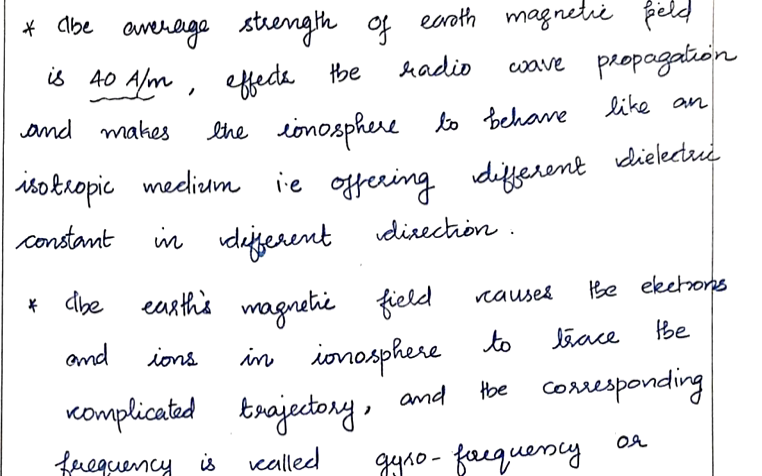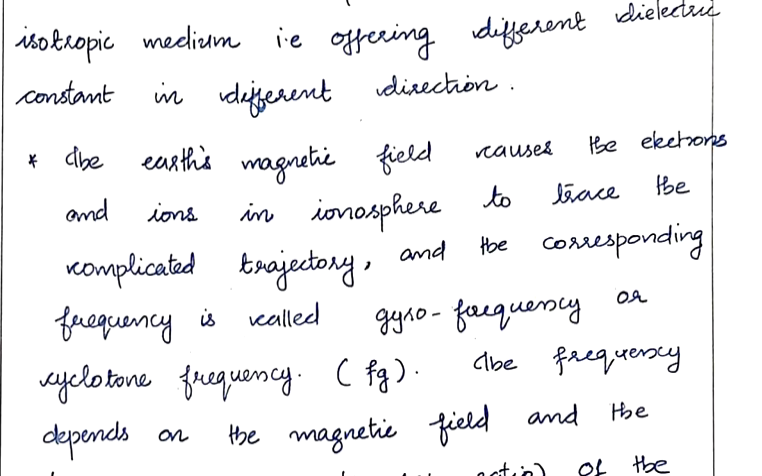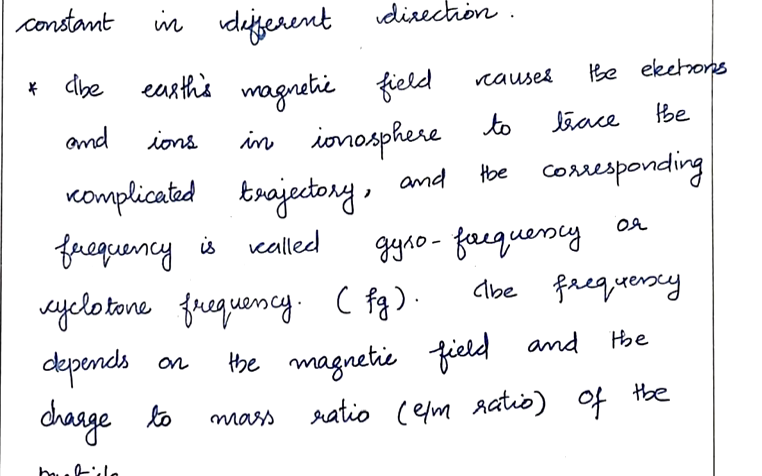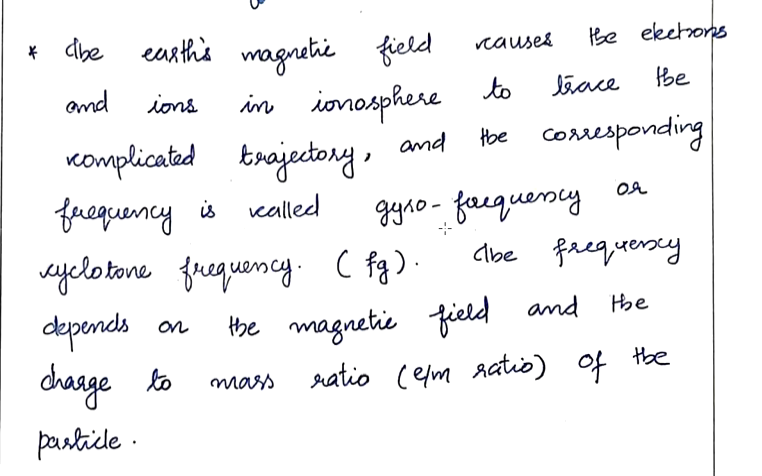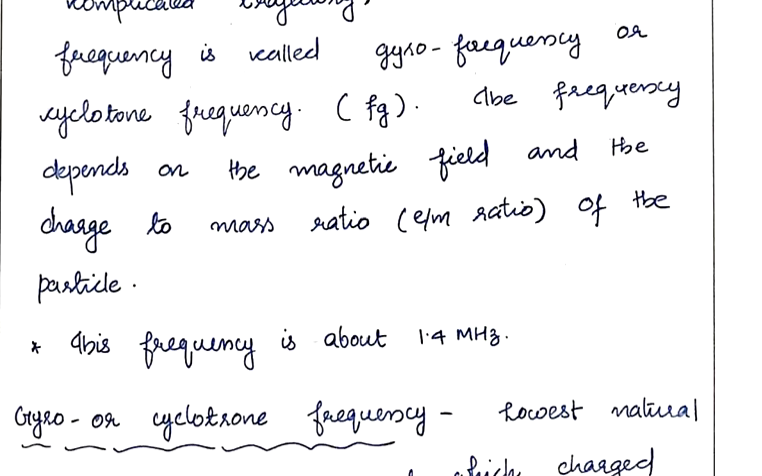And the fourth point is that the Earth's magnetic field causes the electrons and ions in the ionosphere to trace complicated trajectories, and the corresponding frequency is called the gyro frequency or cyclotron frequency. The frequency depends on the magnetic field and the charge to mass ratio of the particles, and this frequency is about 1.4 megahertz.